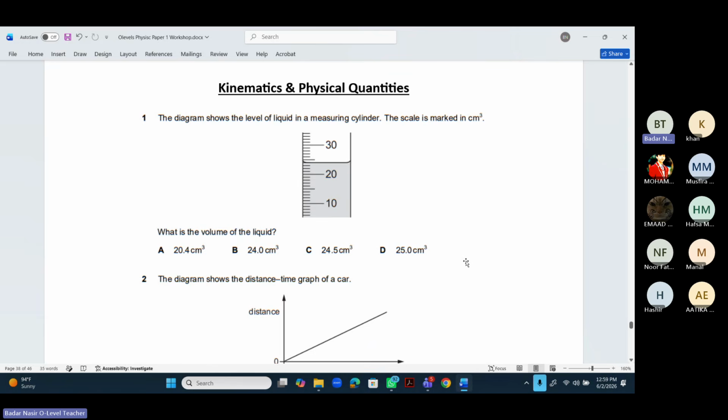Okay, the diagram shows the level of liquid in a measuring cylinder. The scale is marked in cm cube. What is the volume of the liquid? So 21, 22, 23, 24 cm cube. So that's question number 1, option B.